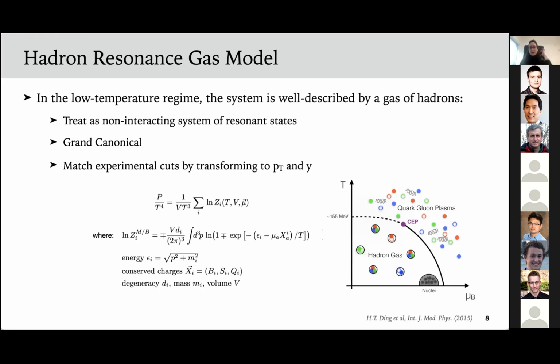This is a statistical treatment of the hadronic phase, where we are using the grand canonical ensemble to write our partition function. This treats the system of hadrons as a non-interacting system of hadrons and resonances. In order to model the attractive interactions between the different hadrons, we can treat it as a non-interacting system of hadrons and their higher lying states. One important feature of this model is that we can transform this momentum integral into the one that's appropriate for experimental conditions in order to apply the cuts in transverse momentum and rapidity.